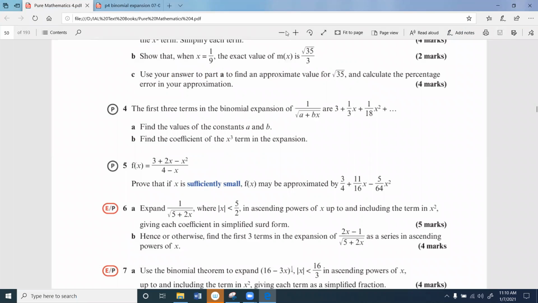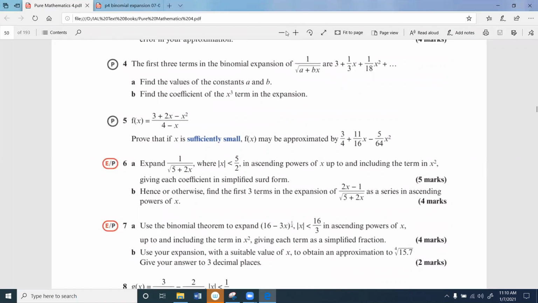If you come up with this question today: f(x) equals 3 plus 2x minus x squared over 4 minus x. Prove that if x is sufficiently small, f(x) can be approximated by 3 over 4 plus 11 over 16 x minus 5 over 64 x squared. Let's see how to do this question.